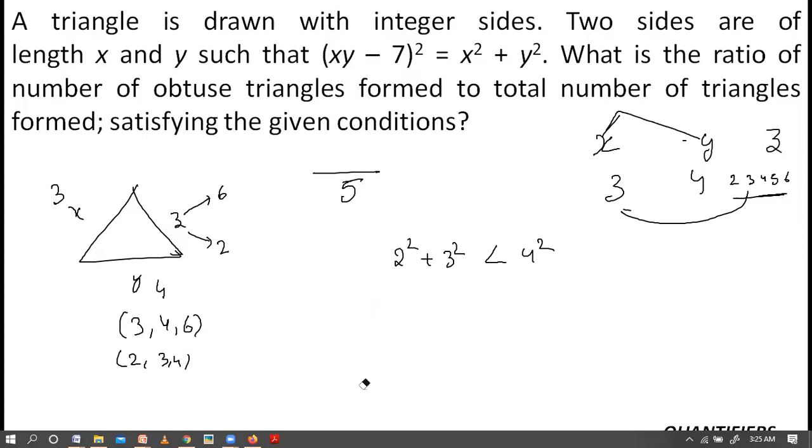The two pairs are 3, 4, 6 and 2, 3, 4. Total pairs possible are 5. Obtuse angle pairs are 2. Answer is 2 by 5. This is the required answer. Right. Okay.